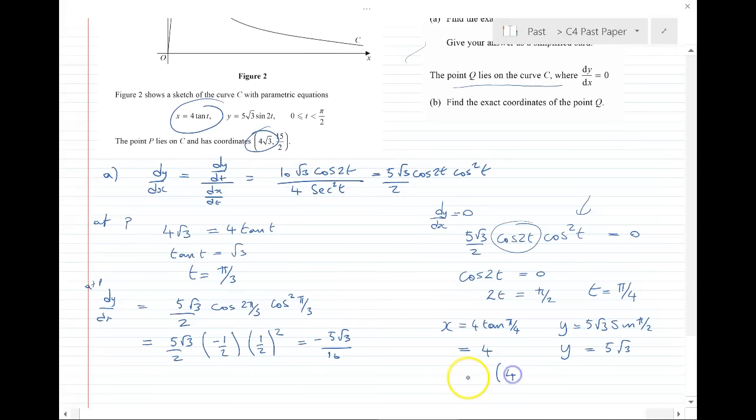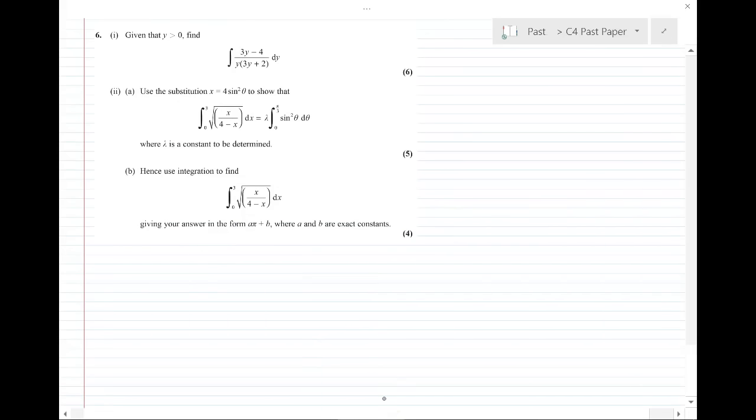So we have the point Q is (4, 5 root 3). Okay, not bad. Question 5 done. Let's have a look at 6 now. Okay, so integration again. So let's get on with it. Part 1 and 2 don't seem connected at all, but then part 2 itself is split into part A and B.